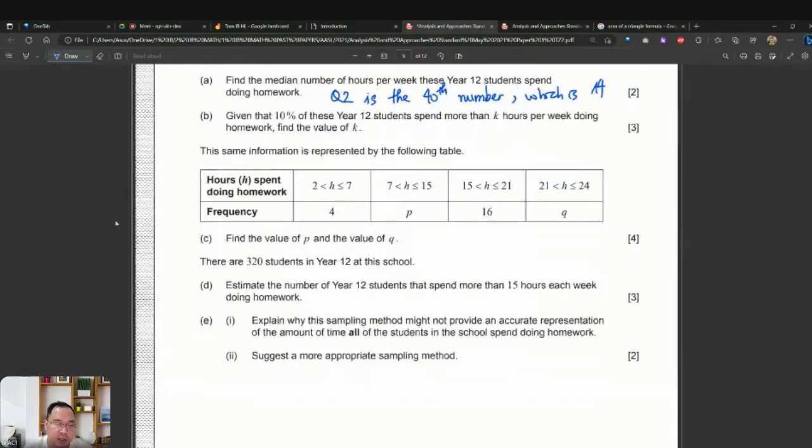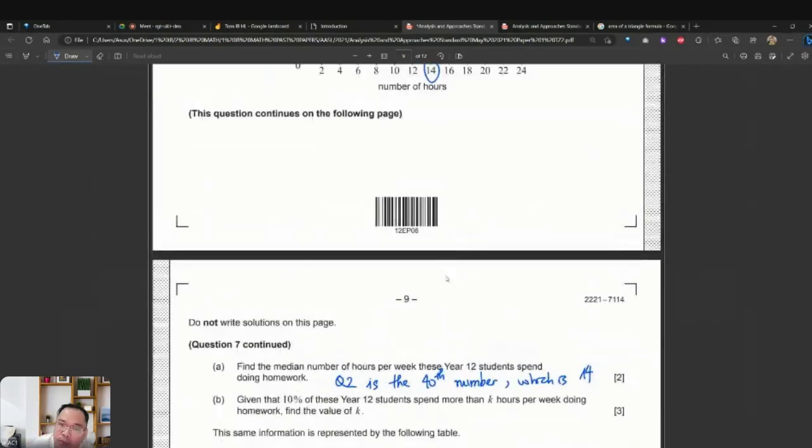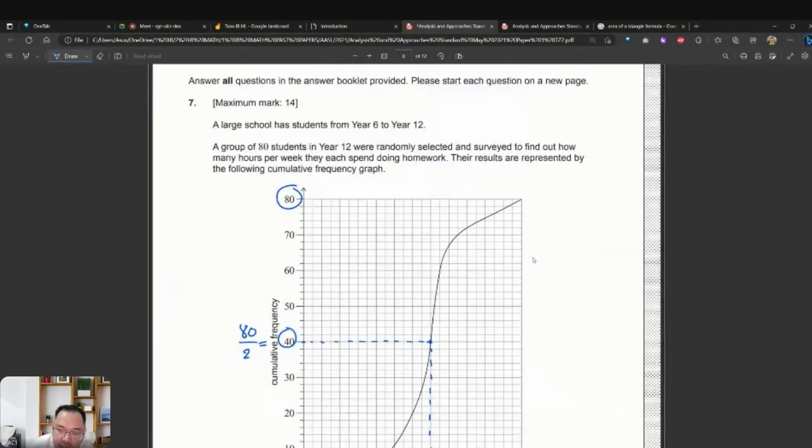Question B: given that 10% of the year 12 students spend more than K hours per week doing homework, find the value of K. 10% of 80 students means 8 students spend more than K hours. So subtract 8 from 80, we have 72. Okay, 72 here.